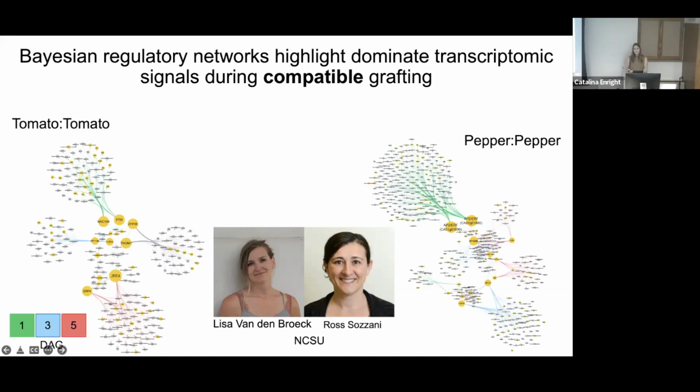So the data I'm showing you here today is the compatible grafts. And if you're very interested in the incompatible grafts, I'll talk just a little bit about that in a minute. So in the compatible grafts, we're able to use our transcriptomic data to generate Bayesian networks. So these are dynamic Bayesian networks, which specifically is utilized when you have temporal data.